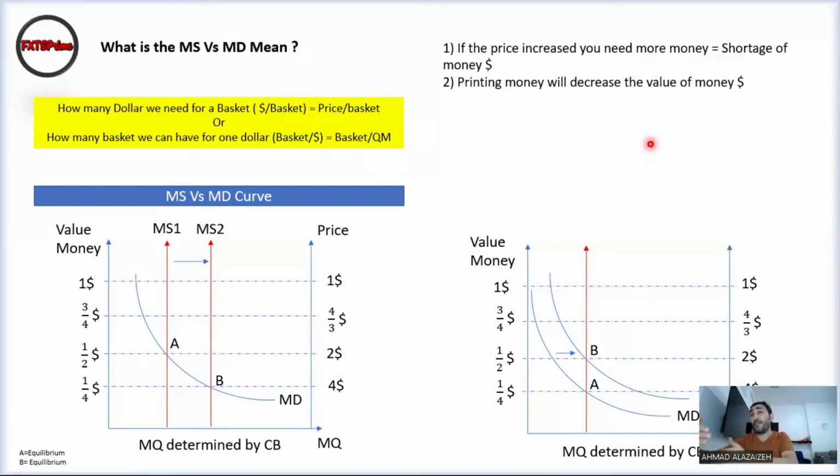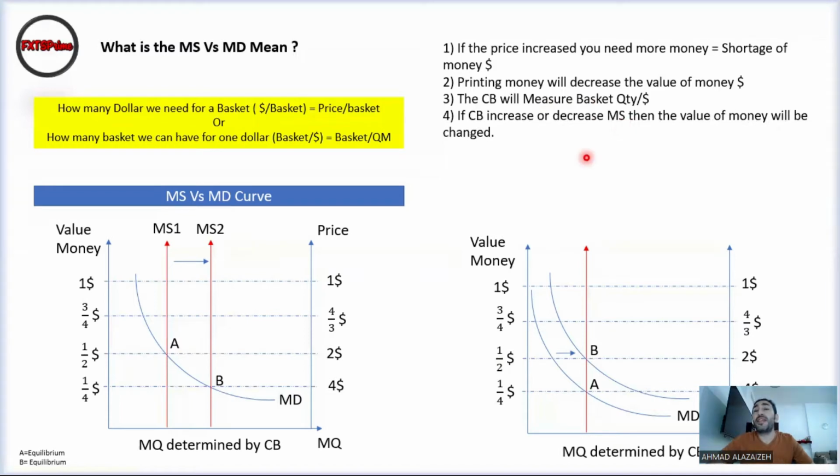The same basket, the same products, the same services. However, the money increased. So if you print money and pump more money into the market, you're going to end up decreasing the value of the money. The central bank will measure the basket quantity per dollar, or vice versa: how many baskets I can purchase with $1. If the central bank increases or decreases the money supply, then the value of money will change.